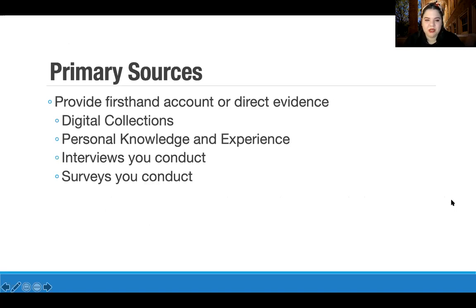Different types of sources are important to recognize as well. Primary sources provide the firsthand account or direct evidence of an event or the information. So digital collections, like we have the Southwest Collection, I believe it's the biggest Vietnam archive on a college campus. I would have to cite that information. Personal knowledge and experience. So you did something yourself. Interviews and surveys that you conducted, so original field research.